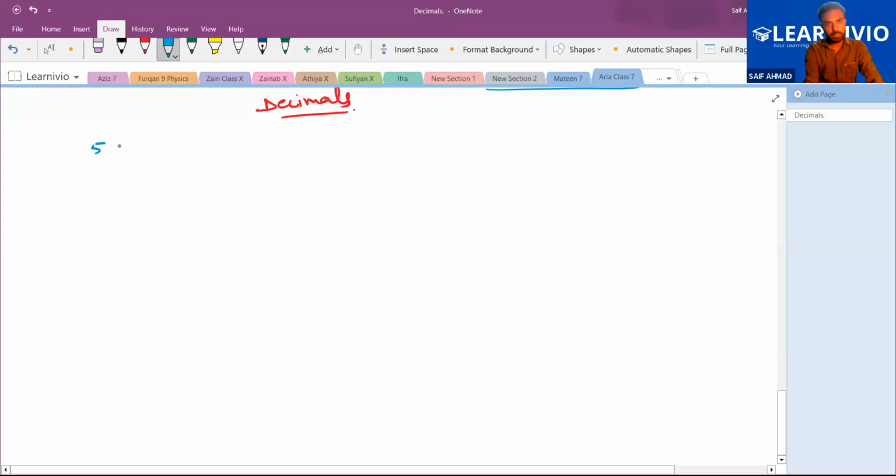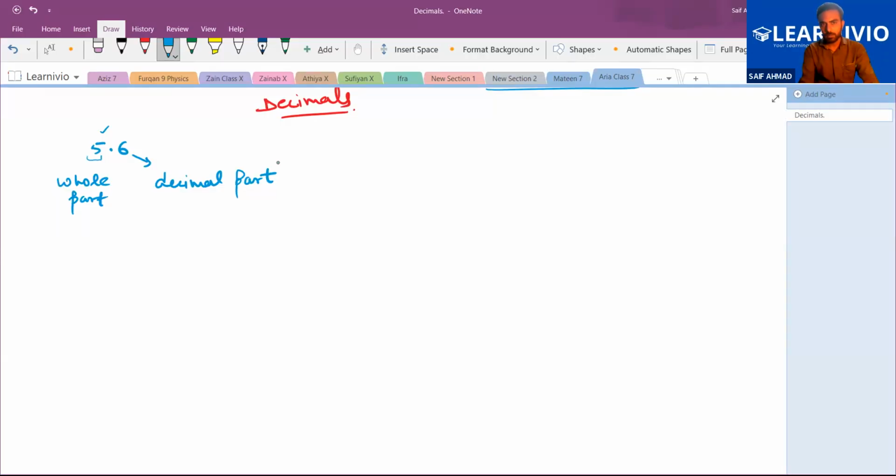When I'm writing 5.6, the left part of the decimal is called the whole part. And after the decimal point, this part is called the decimal part.